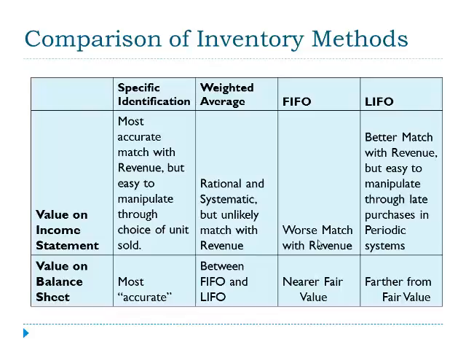Now let's think about the balance sheet value. Specific identification, again, tends to appear to be the most accurate. Weighted average has a value that is in between the value used for LIFO and the value used for FIFO, which makes it a good compromise position. First in, first out has a balance sheet value that's nearer to fair value for the inventory. LIFO produces a value on the balance sheet that's farther from fair value.